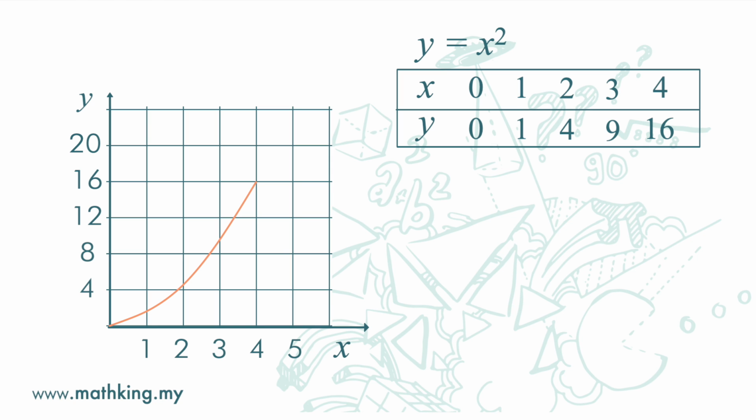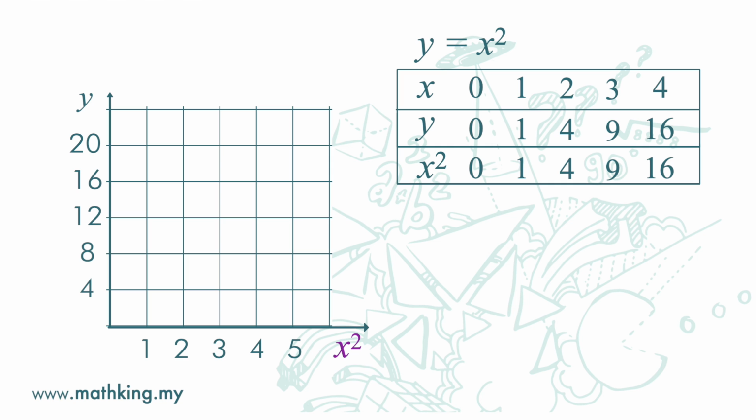However, we can also plot y equal x squared on the graph in another way. We are going to change the horizontal axis to x squared. In order to plot this new graph, we need a new row for the table of values. We need a row for x squared. Right, 0 squared is 0, 1 squared is 1, 2 squared is 4, 3 squared is 9, 4 squared is 16.